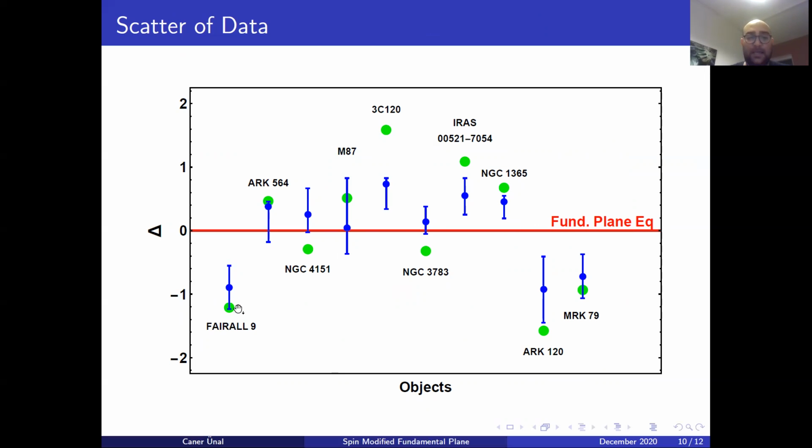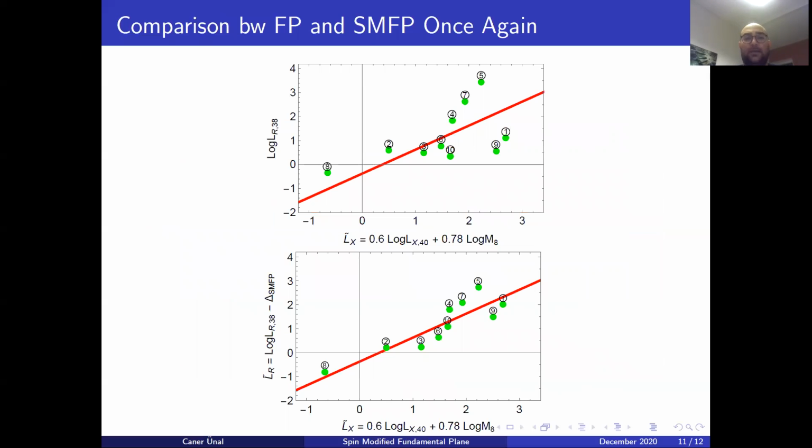As you see, this delta parameter, which is defined so that the fundamental plane gives you zero scatter, is shown this way. Green points indicate the data points, and the blue ones are the spin modified fundamental plane's predictions. These error bars come from the error bars in the spin value, which is translated to this delta. Or in another way, you can imagine this problem from the same fundamental plane variables. The x-axis is a combination of Lx and the mass, and the y-axis is Lr. This is the standard fundamental plane relation.